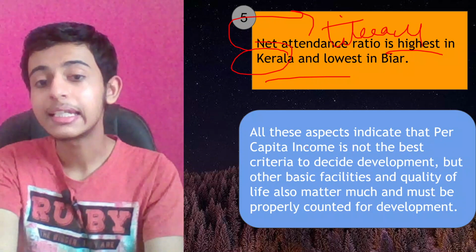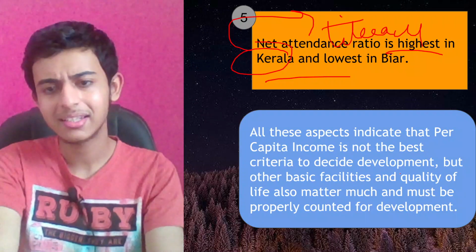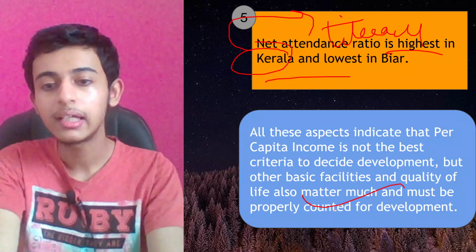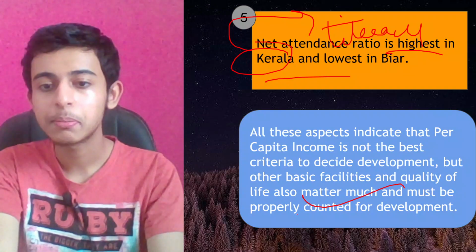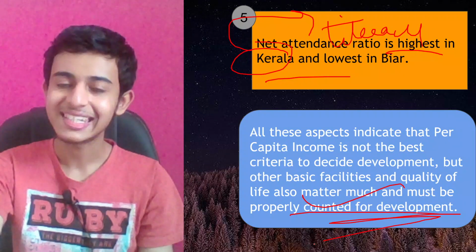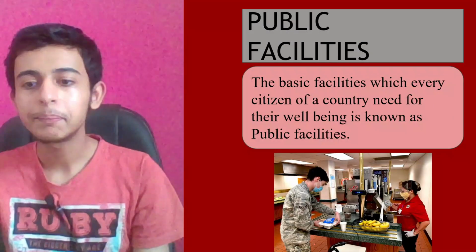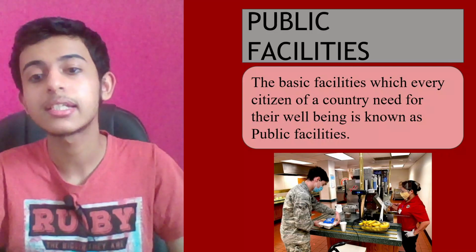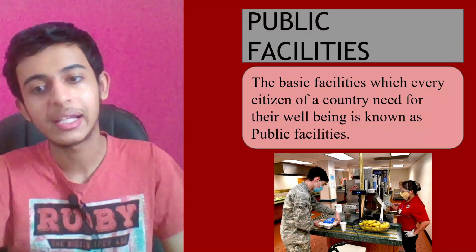All these aspects indicate that per capita income is not the best criteria to decide development, but other basic facilities and quality of life also matter and must be properly counted for development. Okay. Talking about the public facilities. So what are public facilities? They are the basic facilities which every citizen of a country needs for their well-being.